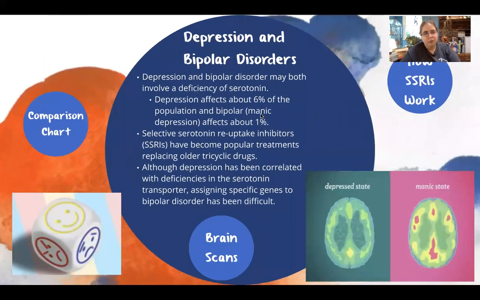All right, let's talk a little bit about depression and bipolar disorders. What they found is that both of them are very likely due to a deficiency of serotonin. They definitely know that most depressions are due to a deficiency in serotonin. They're still working out a bit more about bipolar. Depression affects about 6% of the population, and bipolar or manic depression affects about 1%.